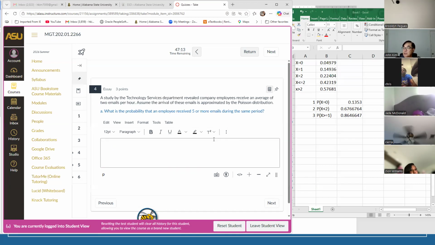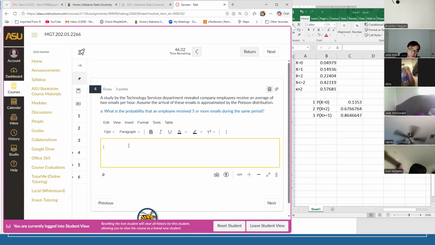Okay, the next question is a new question. A study by the Technology Service Department revealed company employees receive an average of 2 emails per hour. So it is time and then count 2, so it is a Poisson distribution. Assume the arrival of these emails is approximated by the Poisson distribution. And then the question: what is the probability that an employee receives 5 or more?